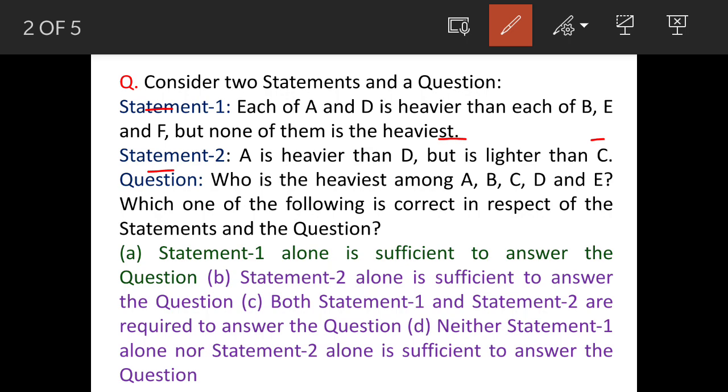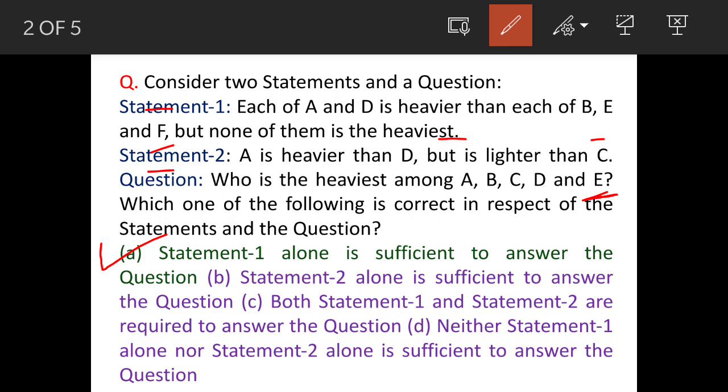So this is the question, and the answer options are there, asking which of the above statements is sufficient to find out who is the heaviest person out of 6. So option A is the answer. Now here I would like to clarify that in the statement there are actually characters given up to 6, but in the question they are asking only up to 5.